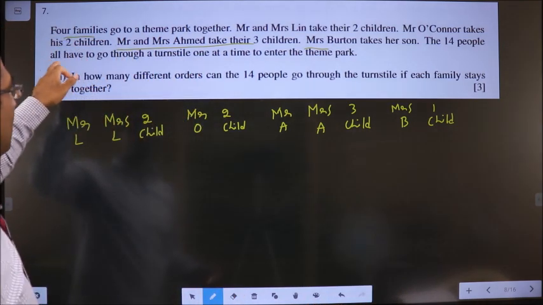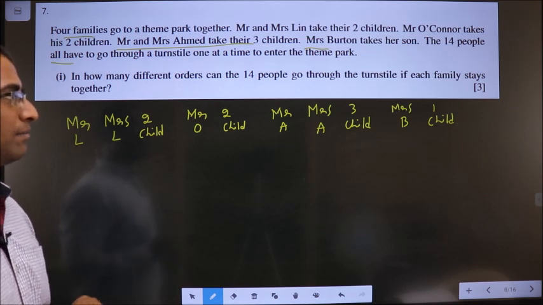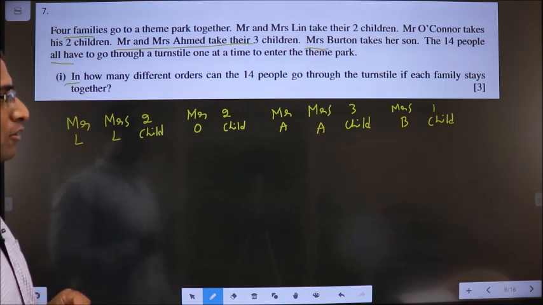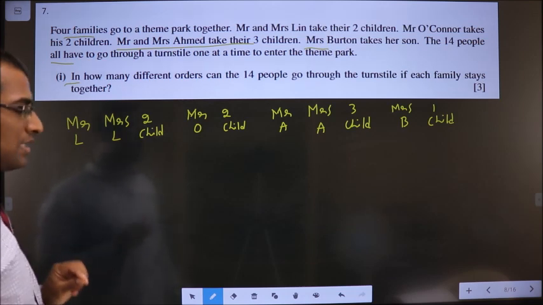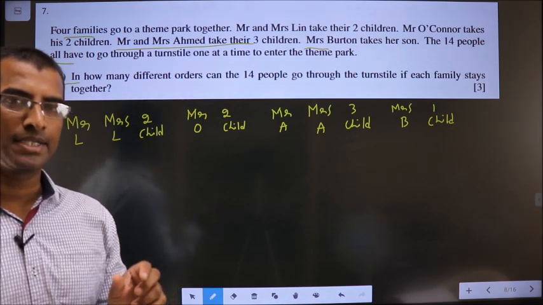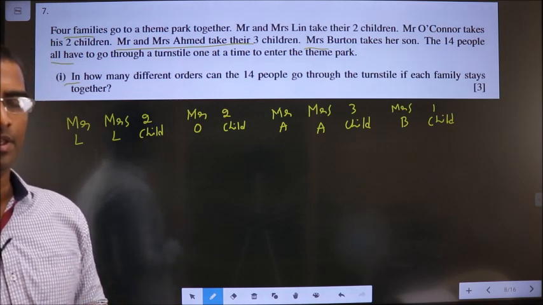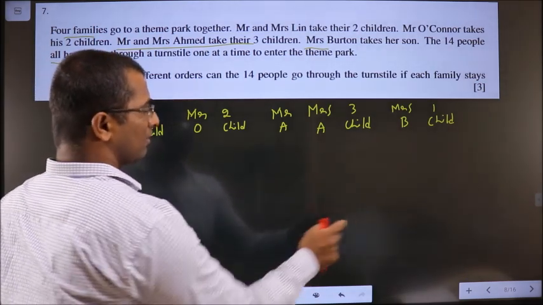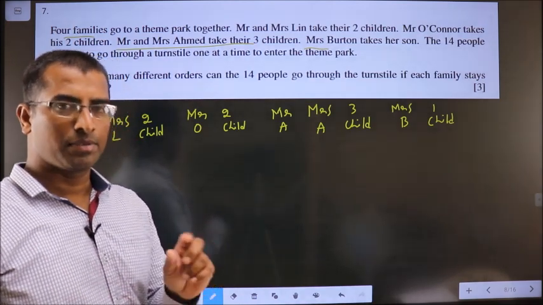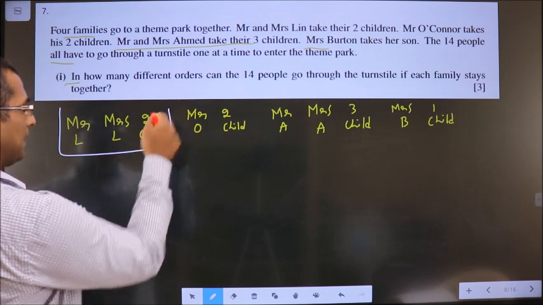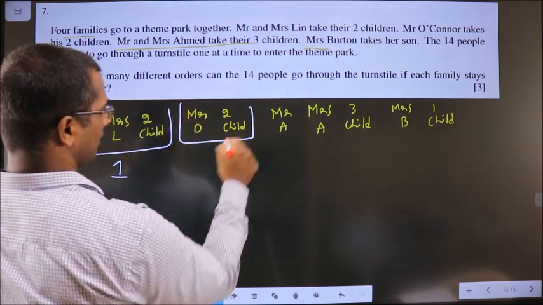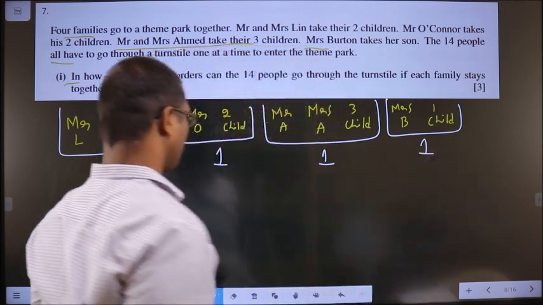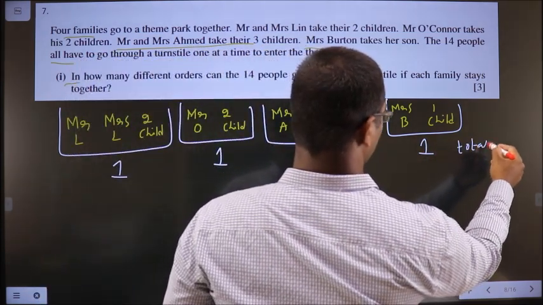These 14 people all have to go through a turnstile one at a time to enter the theme park. In how many different orders can the 14 people go through the turnstile if each family stays together? Now the condition that should be satisfied here is each family should be together. And for us to make sure that they are together, we should consider them to be one unit. Whatever should be together, consider them to be one unit. So this family, one unit. Second family, one more unit. This one more unit. And this one more unit. So total is 4.